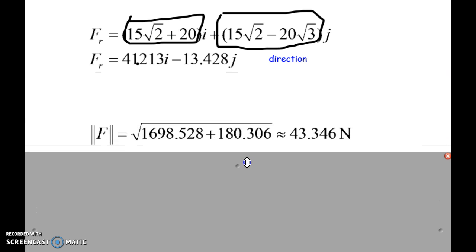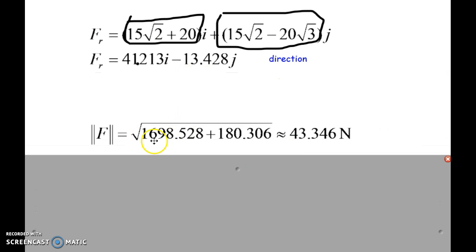Using my Pythagorean theorem, I am going to find that the actual magnitude, or the amount of force that is created, is approximately 43.346. So squaring this number here and squaring this one, adding them together, taking the square root, gives us our magnitude.